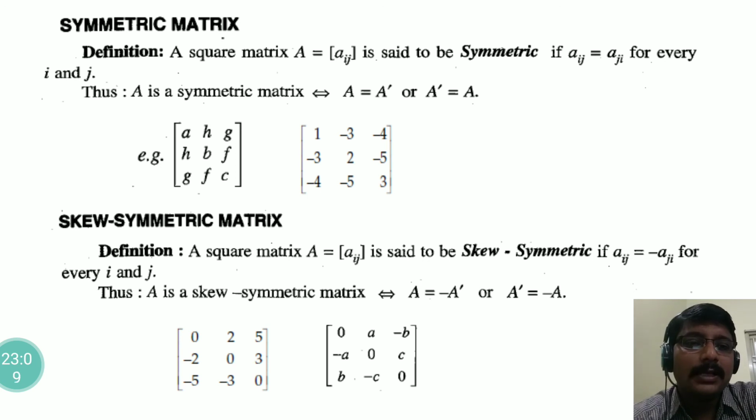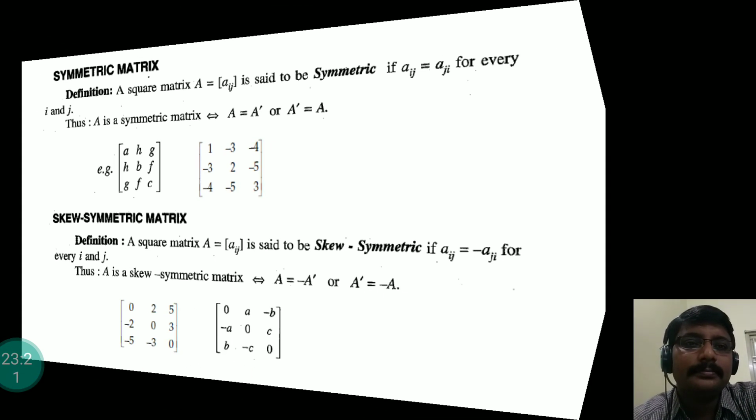So these are the examples for skew symmetric. If we compute A transpose for these matrices, taking out the common minus sign, we clearly get A transpose as minus A. So it is called a skew symmetric matrix.